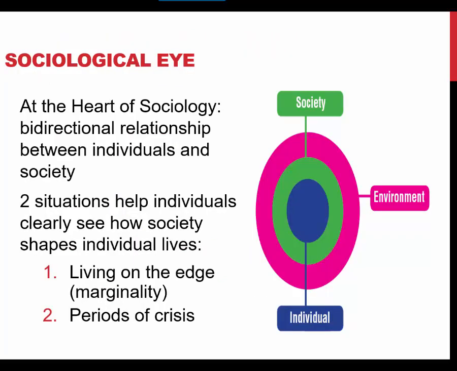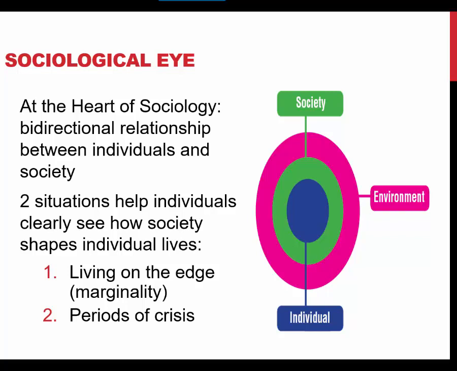In order to really understand the sociological perspective, which some people also call the sociological eye, and some people also call the sociological imagination, you need to grasp the idea that there is a bidirectional relationship between individuals and society. So society has an impact on us. It influences us. It affects us.